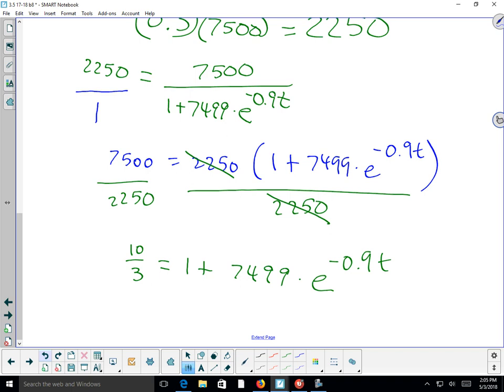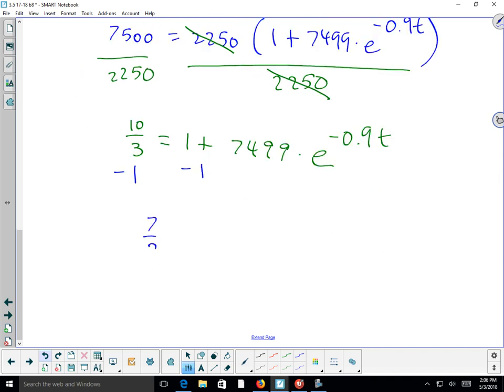Well, the 7,499 is being multiplied by those. Yeah, let's subtract 1 from both sides. So what's 10/3 minus 1? That's 10/3 minus 3/3, 7/3. So I really get 7/3 equals 7,499 times e to the negative 0.9t.